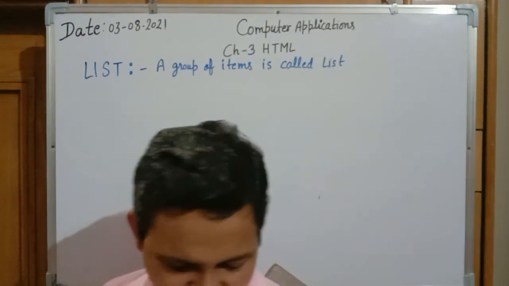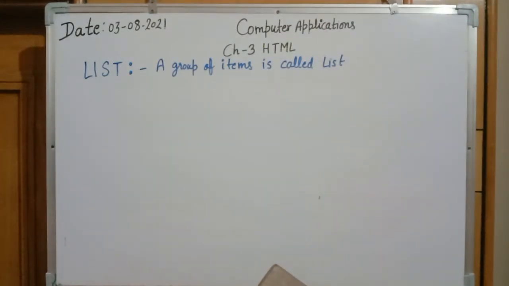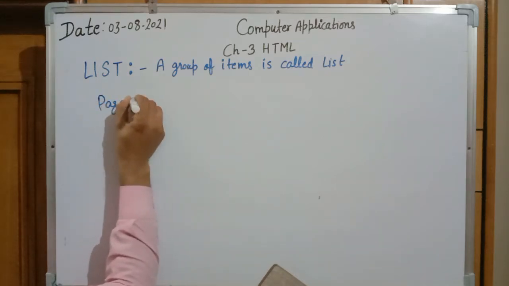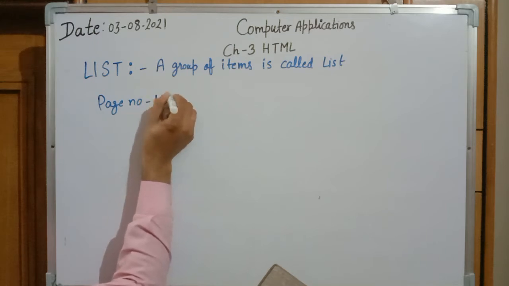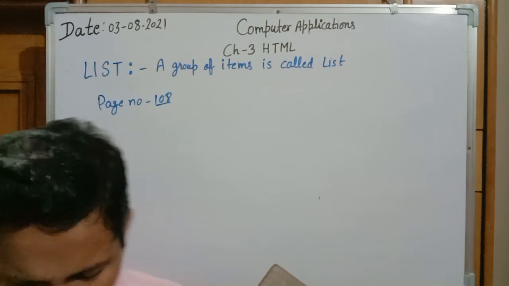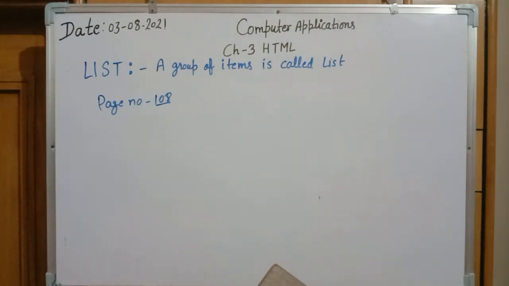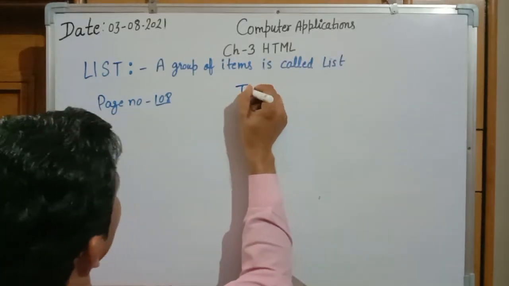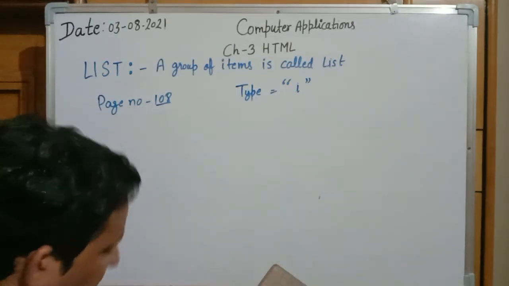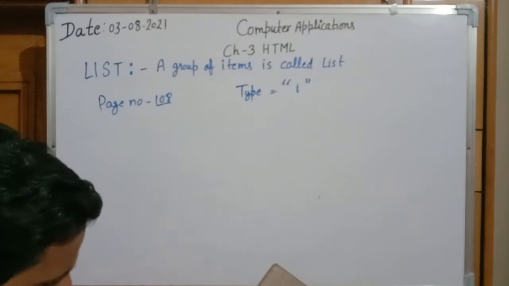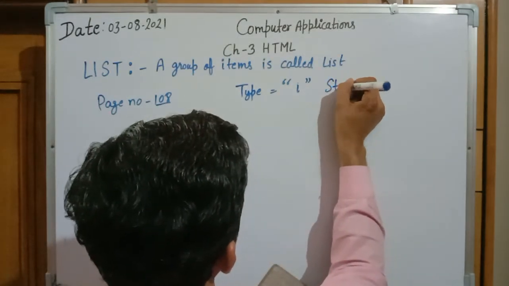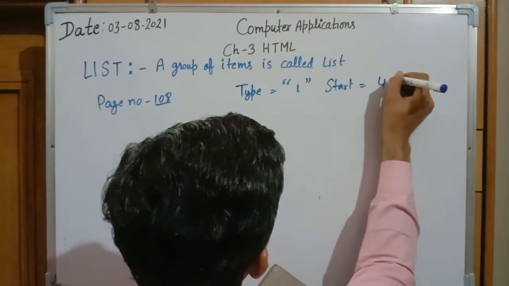See example number 14 on page number 108. What will be the output of example number 14 on page number 108? OL type is equal to, the type is given small i. So the type they have taken is type equal to small i. And for the position, the starting value they have taken is 4.